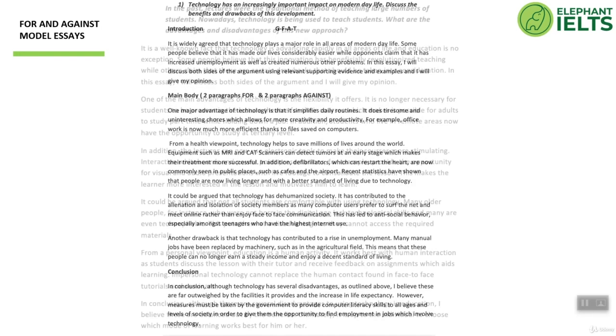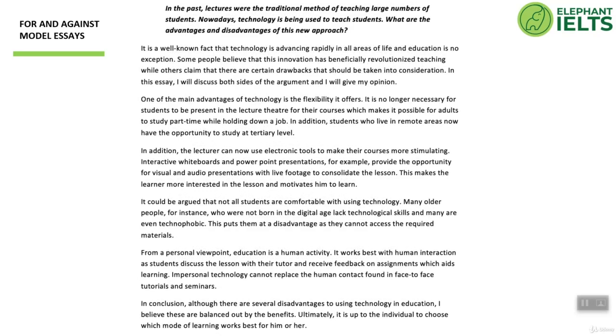The conclusion. In conclusion, although there are several disadvantages to using technology in education, I believe these are balanced out by the benefits. So here the writer has a balanced argument, and he continues, ultimately, it's up to the individual to choose which mode of learning works best for him or her. So the writer finishes with ultimately, choose what's best for you.